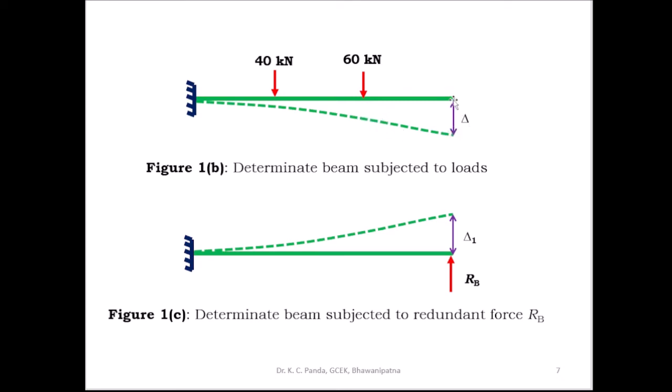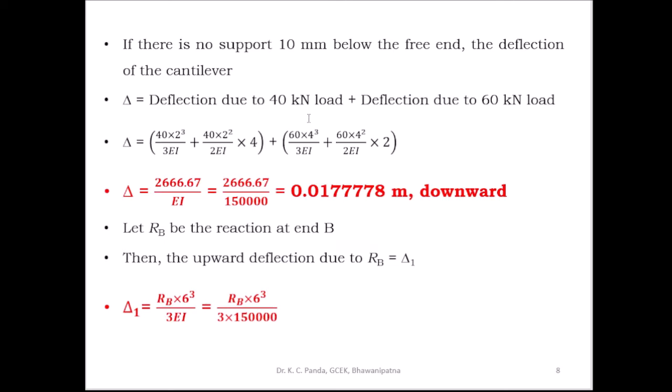Then you have to find out the deflection here, and then take the sum of the two deflections. For a concentrated load acting at the free end, what is the deflection and what is the slope? The deflection at the free end is equal to WL³ by 3EI. Then what is the slope at the free end? That is WL² by 2EI.